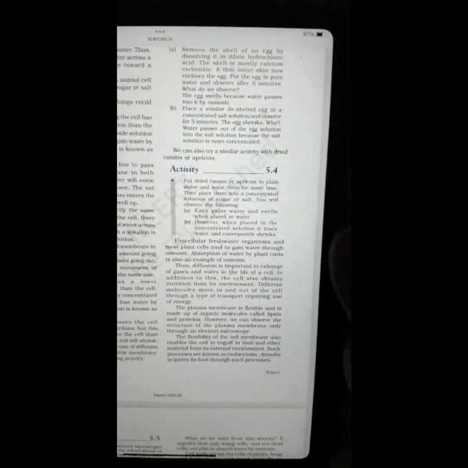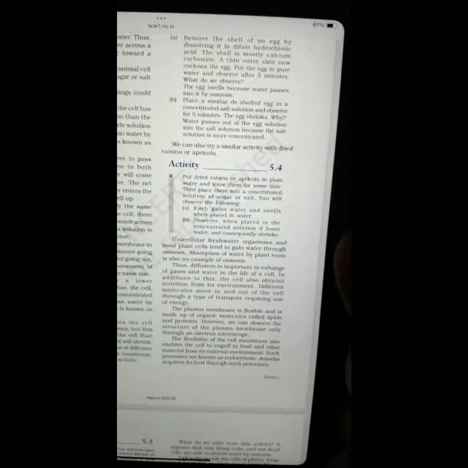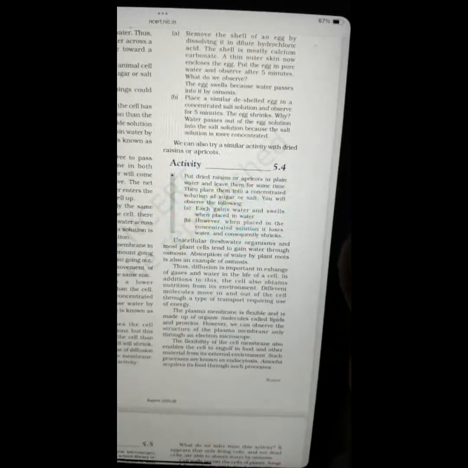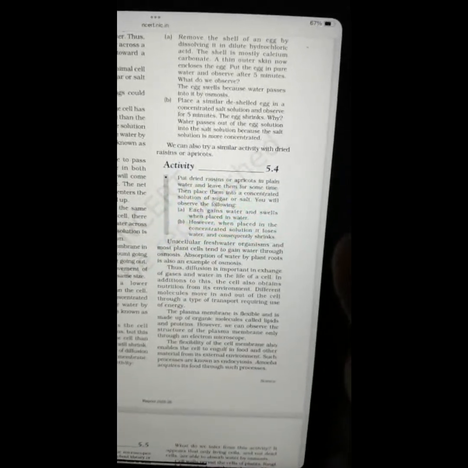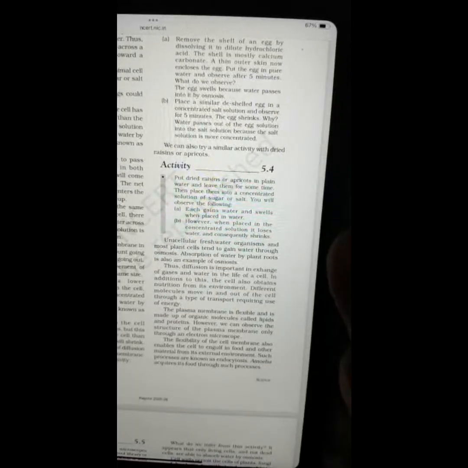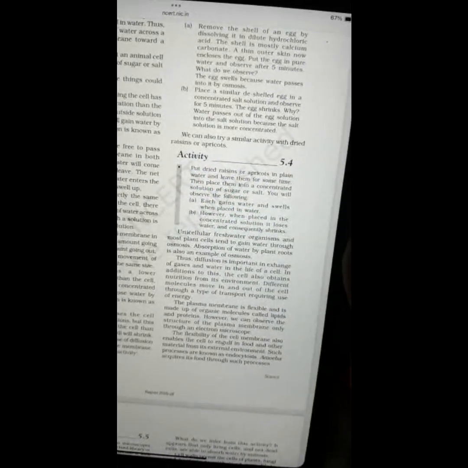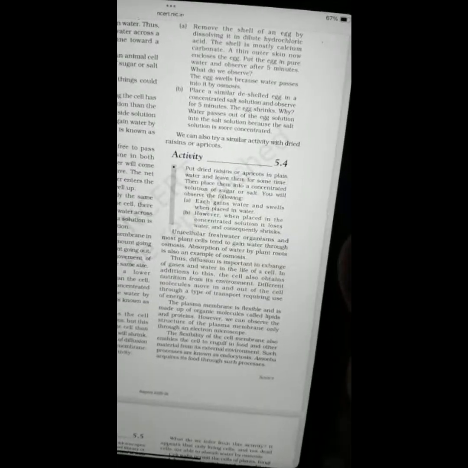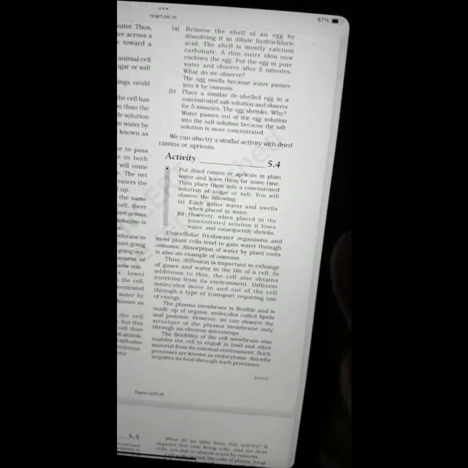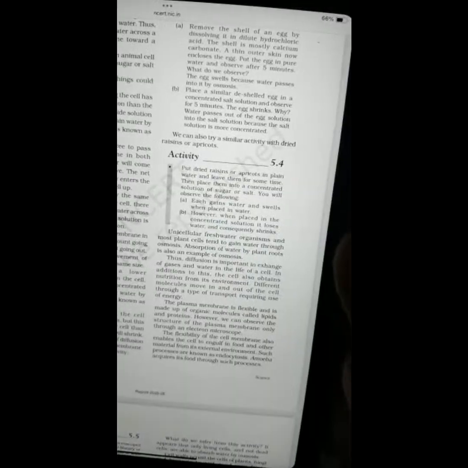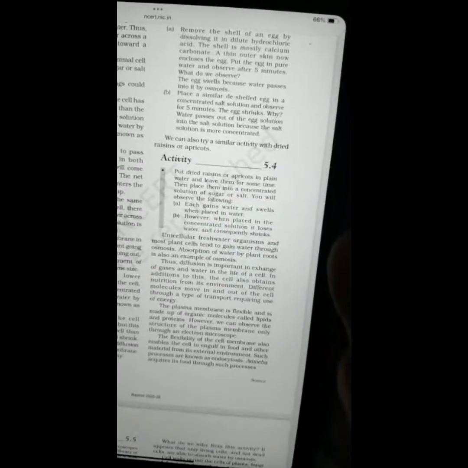Activity 5.4. Put dried raisins or apricots in plain water and leave them for some time, then put them into a concentrated solution of sugar or salt. You will observe the following. A, each gains water and swells when placed in water. B, however, when placed in the concentrated solution, it loses water and consequently shrinks.